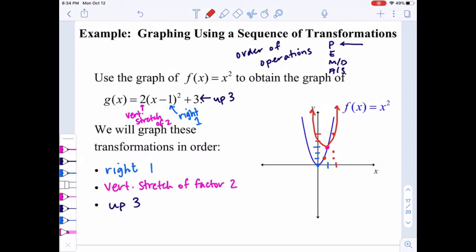But mainly you're going to take those values and you're just going to start moving them. Move them to the right 1 spot. Vertical stretch by 2 means multiply that y value by 2 and then move it up 3 units.